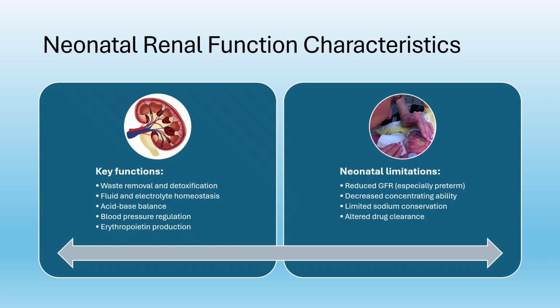A 28-week infant filters at perhaps 10% of adult capacity. This means medications clear slowly, electrolyte adjustments happen gradually, and acid-base corrections take time. When we write orders for a tiny preemie, we're working within these physiologic constraints. Decreased concentrating ability creates another vulnerability. While adults can concentrate urine to preserve water during dehydration, preterm infants lack this safety mechanism. Their immature tubules cannot create the steep concentration gradients needed. Similarly, their limited sodium conservation means they waste sodium even when total body stores are low.